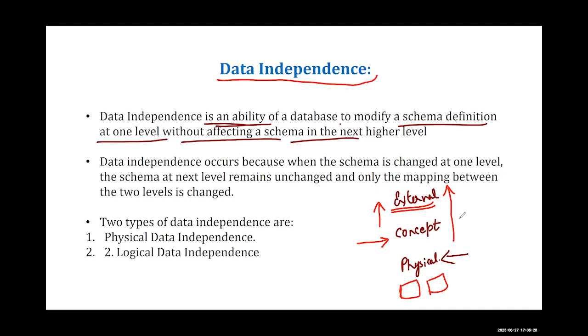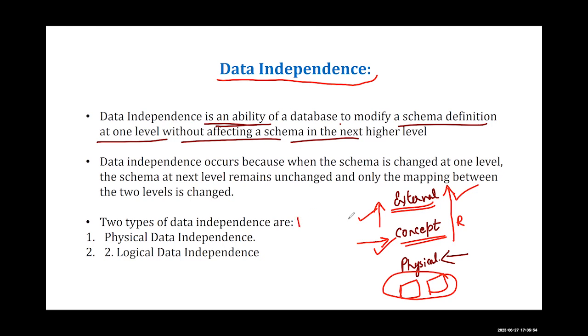Here, in the entity relationship, there is some relationship I'm going to change. I'm going to add a new column, or a new row, at the conceptual level. Still, the external level user should not get to know. Similarly, when I'm changing the physical structure, people at the conceptual as well as the external level need not change their interface or the way they are working with the database. So that is what it means.